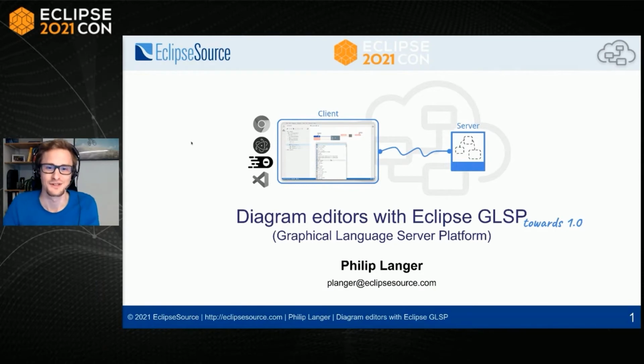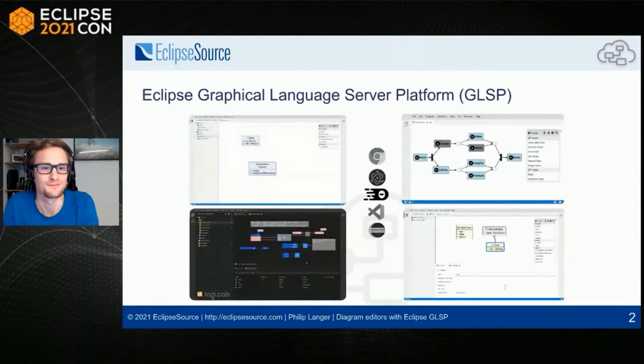Just in case you are not familiar with GLSP, it is a framework for building diagram editors, such as the ones that you see here, like UML class diagrams, etc., so that you can not only use them in plain web applications, but also integrate them, for instance, in Eclipse Theia, Cloud IDEs, or VS Code, or even the traditional Eclipse Rich Client Platform.